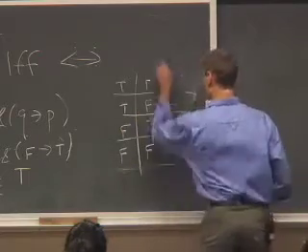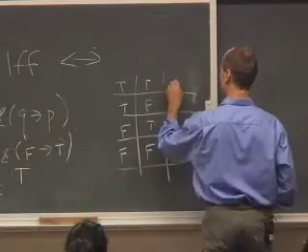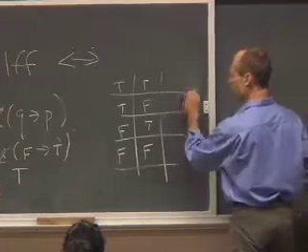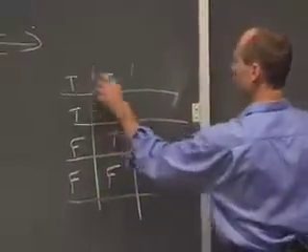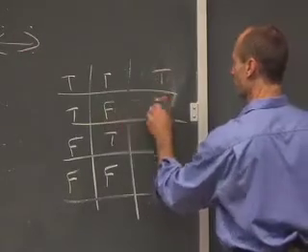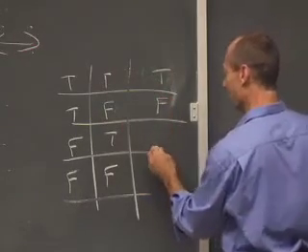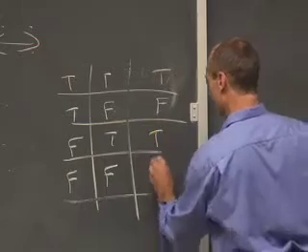Sorry, I'm not being consistent about this. What is the implication? I'm not even writing this right. Okay, true implies true is defined to be true. True implies false is defined to be false. False implies anything is defined to be true.